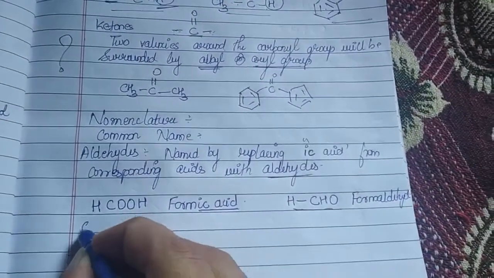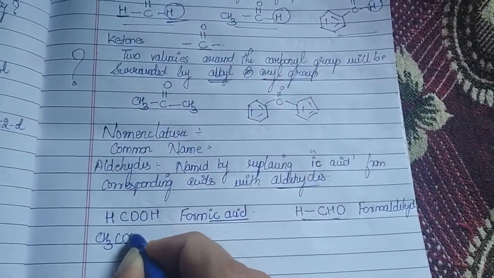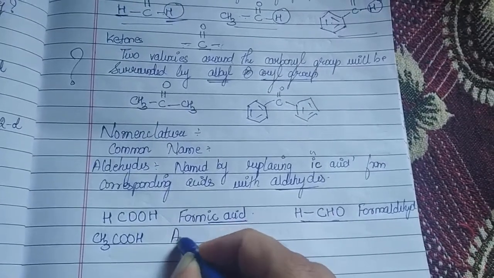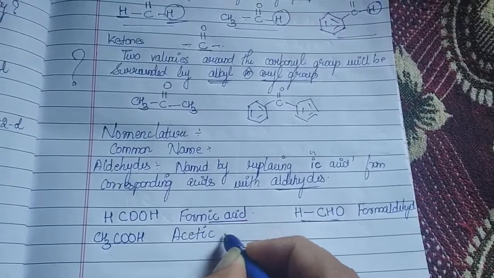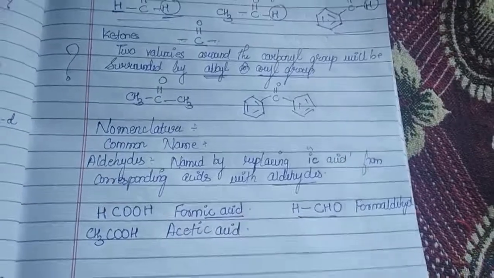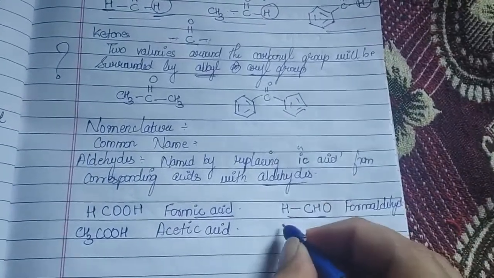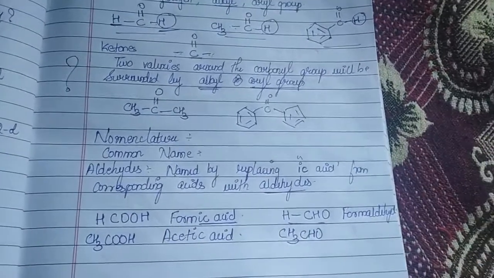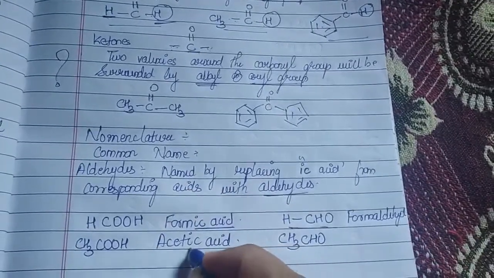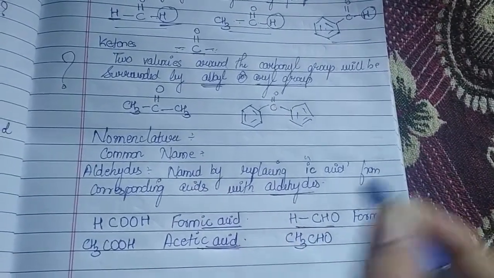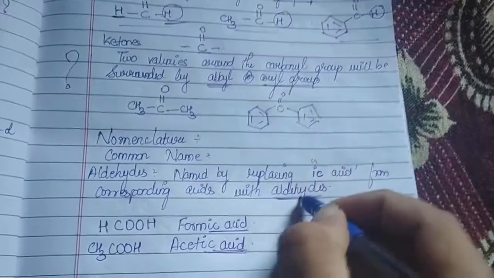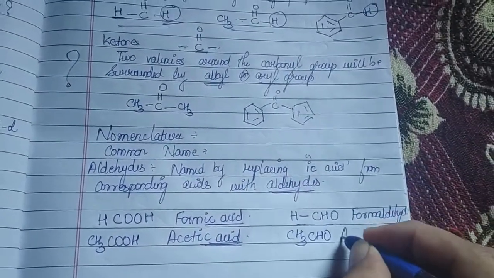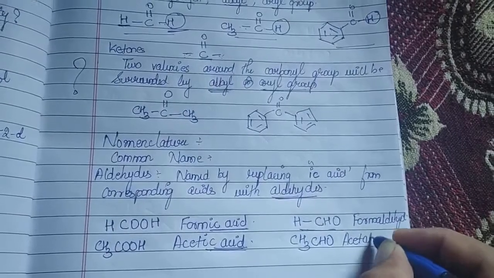Similarly, if I write CH3COOH, what is its name? Of course, it is acetic acid. But in case I want to write CH3CHO, how can I write it? Of course, this ic acid has to be replaced by the word aldehyde. So what will you get? Yes, acetaldehyde.